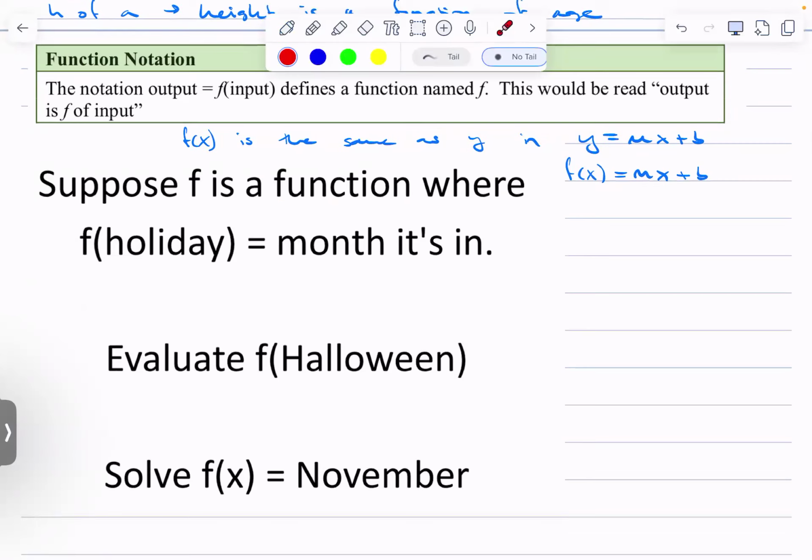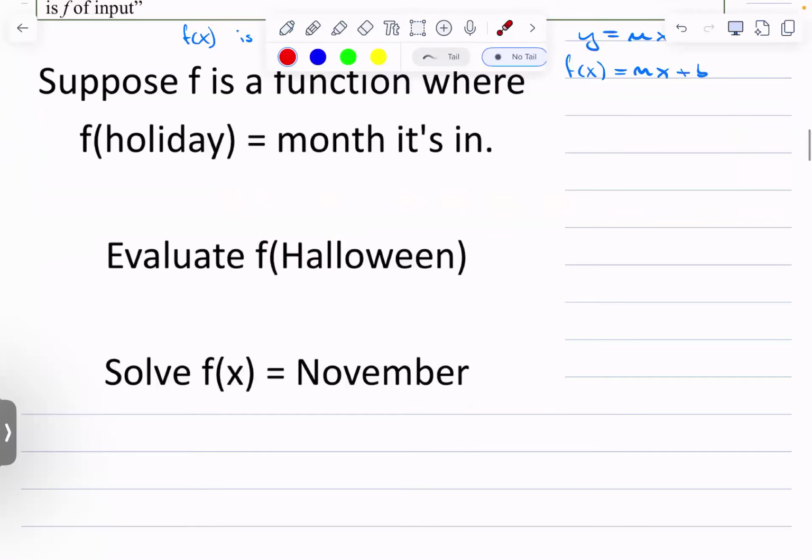Suppose f is a function where f of holiday returns what month it's in. What I want you to do, well, you can think about these. I give an input of Halloween, and it's implied that I want the output, the month that it's in. I'm going to go with October.